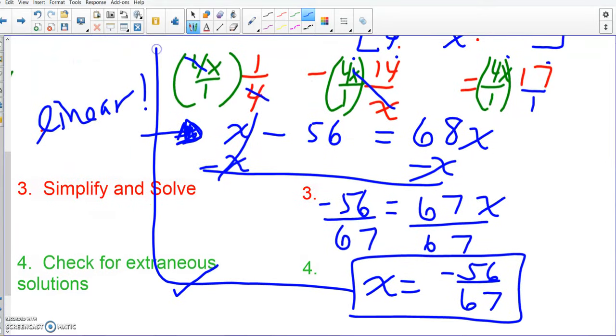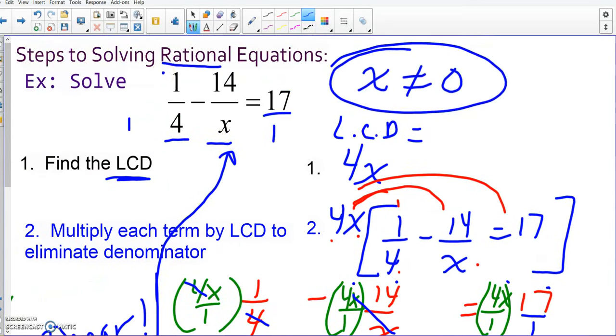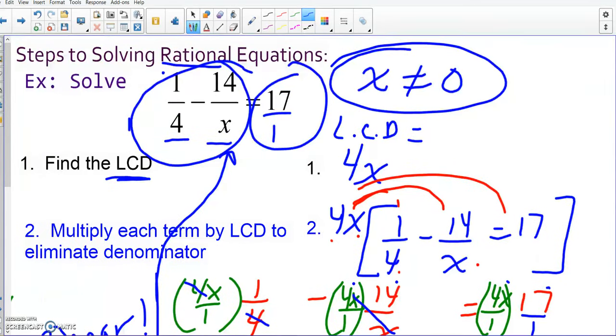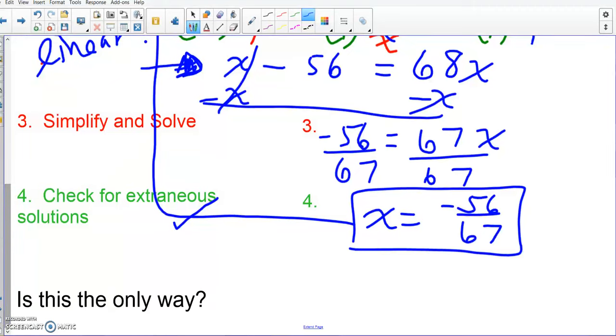If you even want to, you could always take your value, plug it in for x, and see if both sides equal 17. That could work as well. I think we are in business. The answer is going to be negative 56/67.